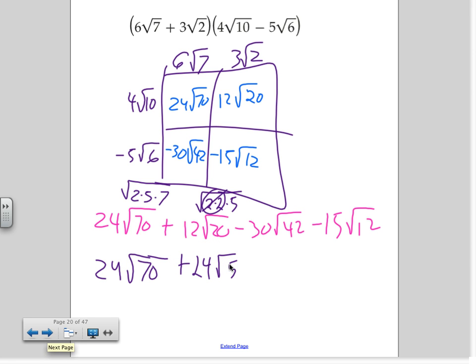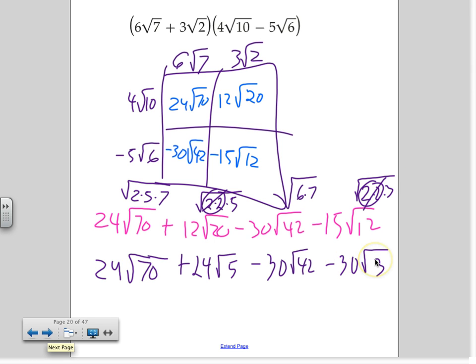Moving on to 42. If we break down 42, we have 6 times 7, and 6 is 2 times 3. So 2, 3, 7, anything? No. So that will remain as is. What about the 12? 3, 2, 2. 2, 2, 3, right? Do we see a pair here? Yes, we do. We take it outside, and what do we have? Negative 30 rad 3.